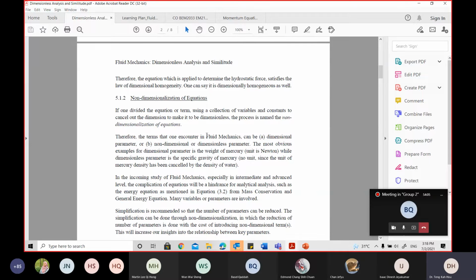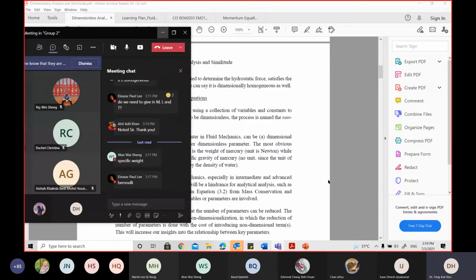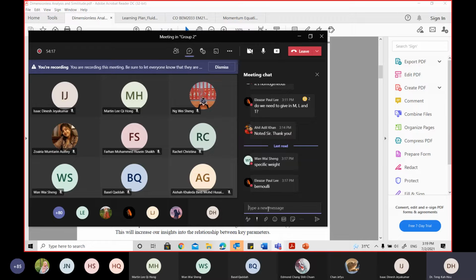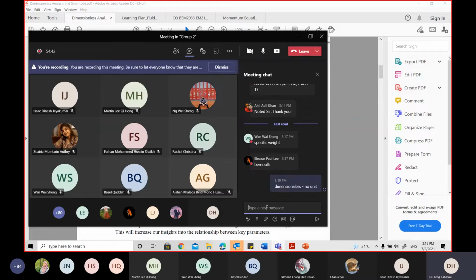What is meant by non-dimensionalization? That means dimensionless. Okay, can someone tell me your understanding? What is dimensionless? And why do we need dimensionless? No units. No units. Okay, so dimensionless means no units. Okay, everyone clear for this?